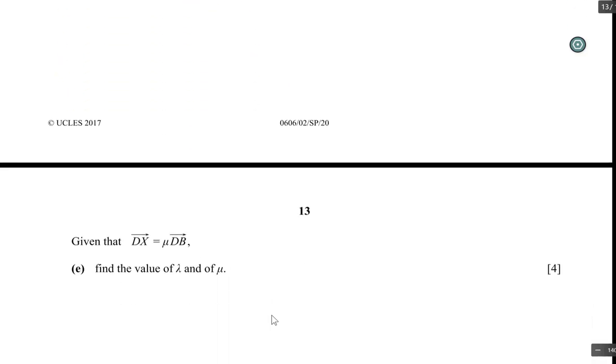Then, if DX equals mu DB, or you can call it m DB, but they read it as mu, something like that, but I think it's mu. We call it m, alright? I'm not so sure about the pronunciation of this sign. Alright, so DX equals m DB. So find the value of lambda and m.